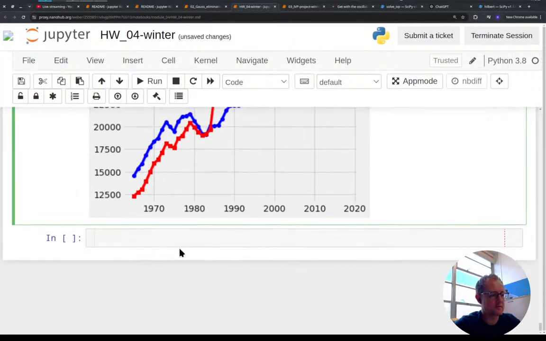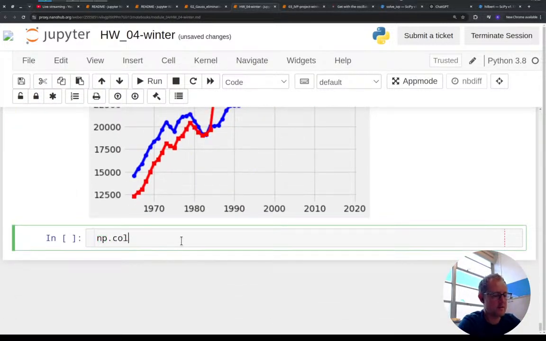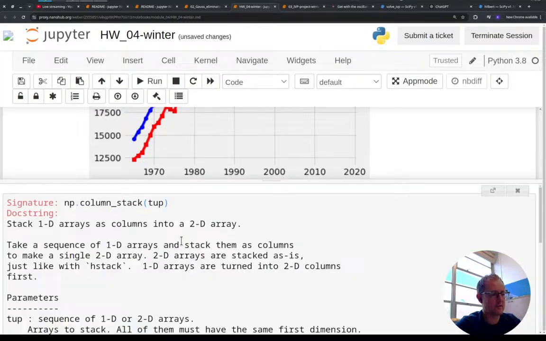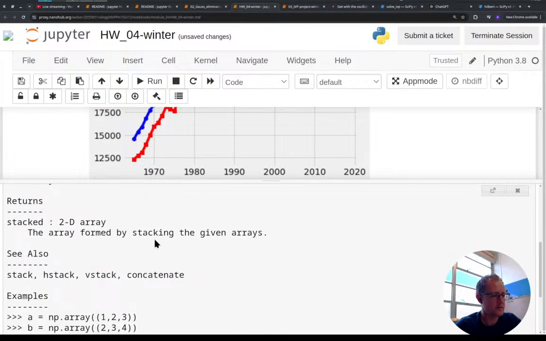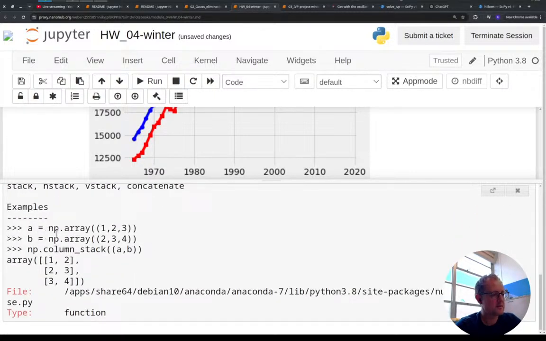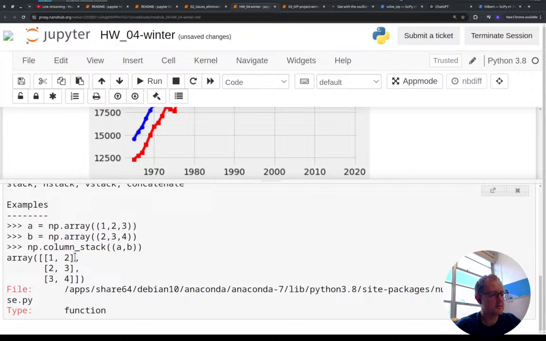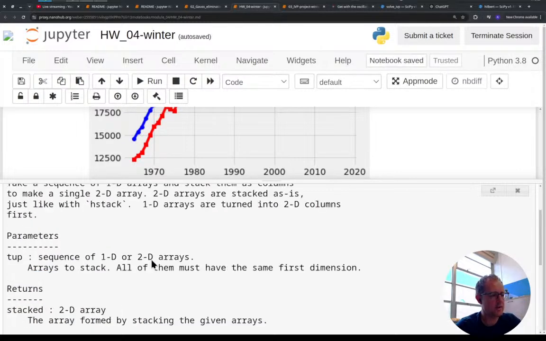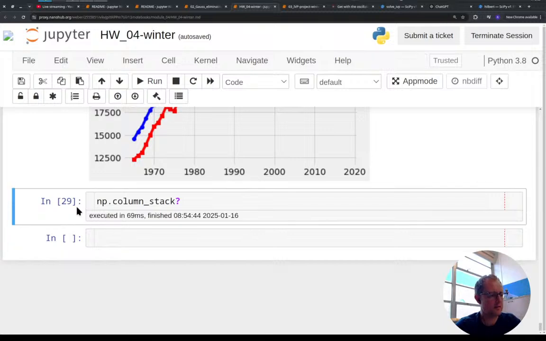And first, we'll go np dot. Some people were using this function, stack 1D arrays as columns into a 2D array, which is exactly what we want to do for this Z matrix. That's pretty cool, so I'll try it. I give it a list of arrays, and it'll spit out one big column that way.